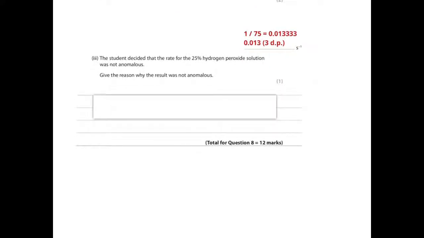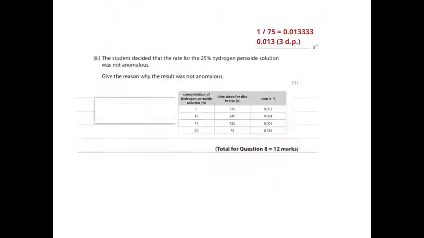Interestingly, the student decided that the rate for the 25% hydrogen peroxide solution was not anomalous. So if you look back here, we should expect, surely, with more concentration, that we get a rise in the rate of reaction, but here it's fallen down, it's gone down. But the student's saying this isn't anomalous, this isn't a mistake in the experiment, this isn't something that's gone wrong with my practical technique. Actually, this makes sense. Why does it make sense?